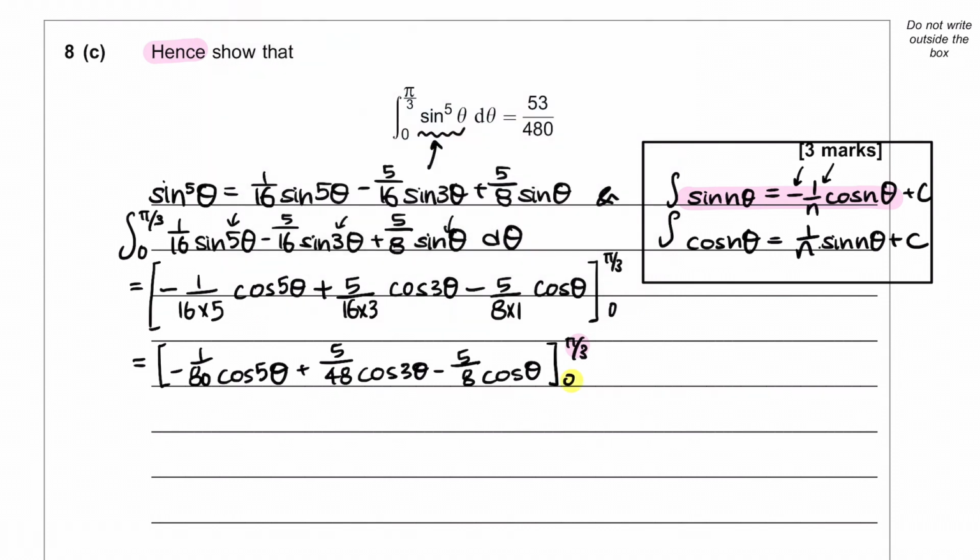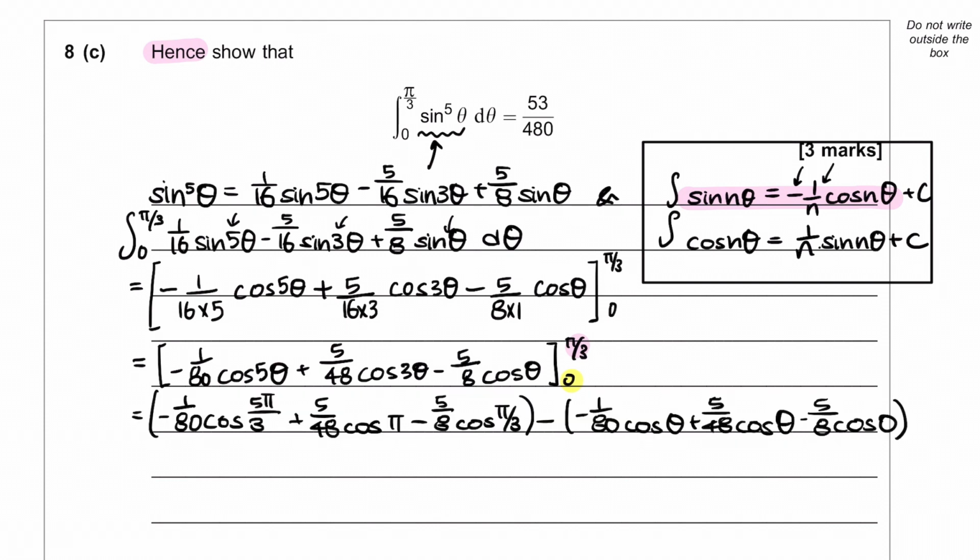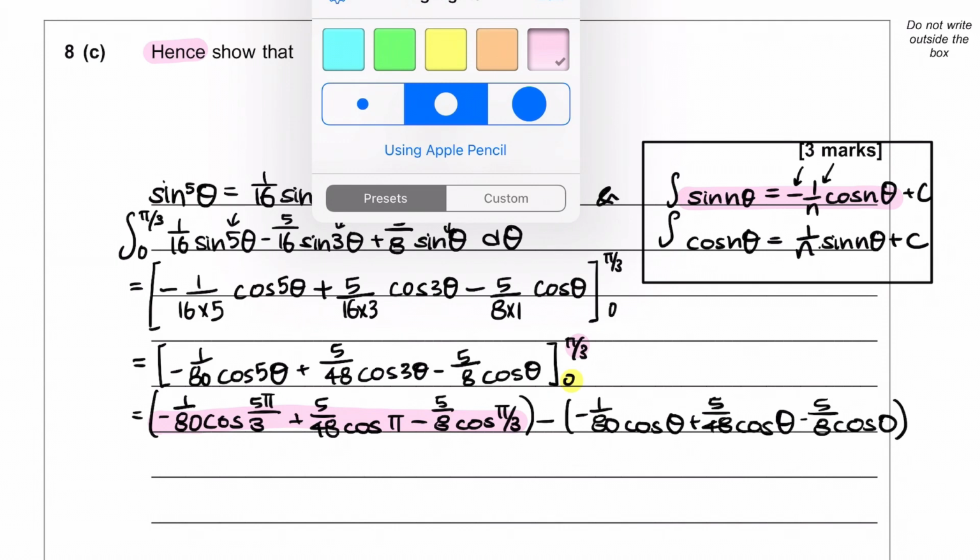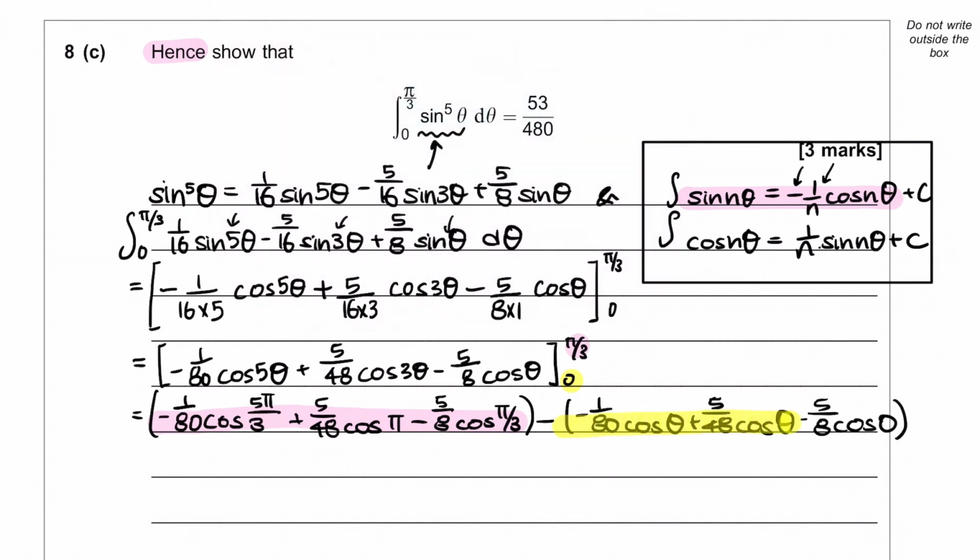Now for the limits, you're going to substitute pi over 3 into all the terms. And then you're going to substitute 0 into all the terms. And then you're going to subtract the two. Like this. So the first bracket comes from the limit of pi over 3, and the second bracket comes from the limit of 0.